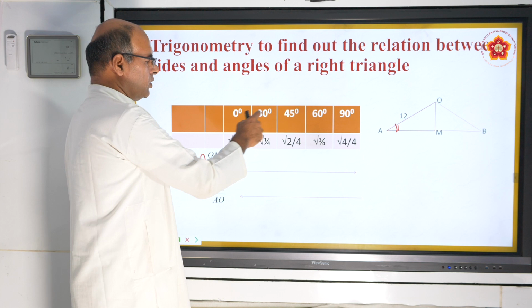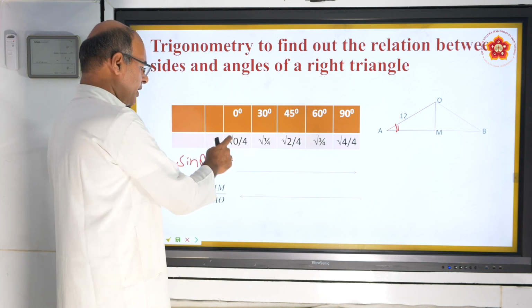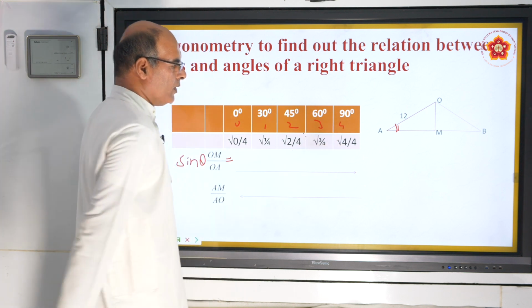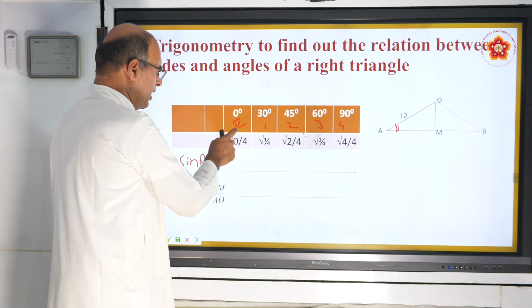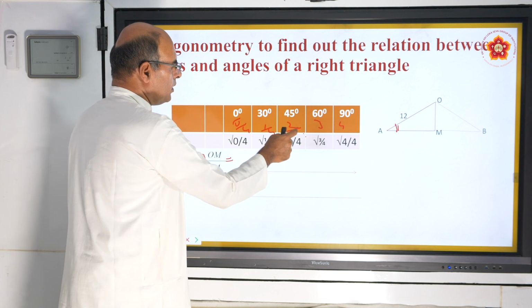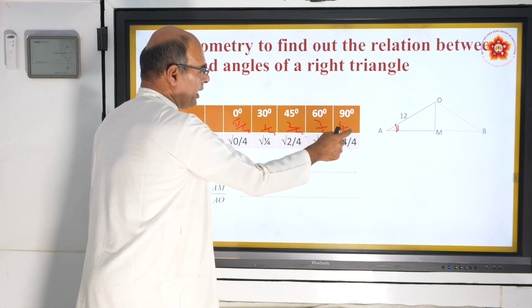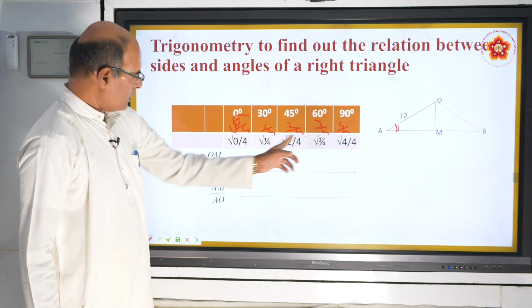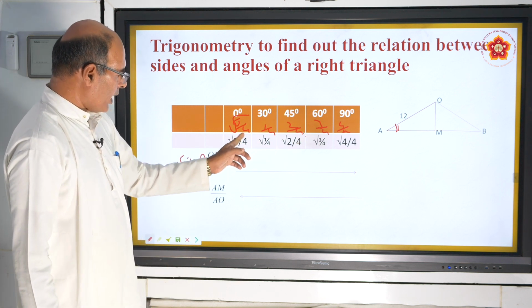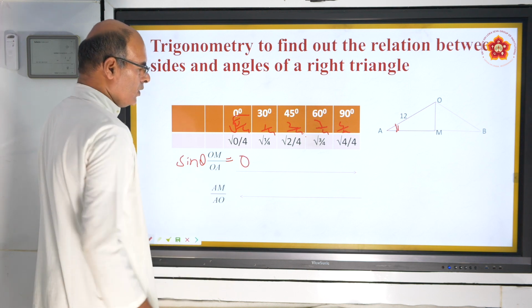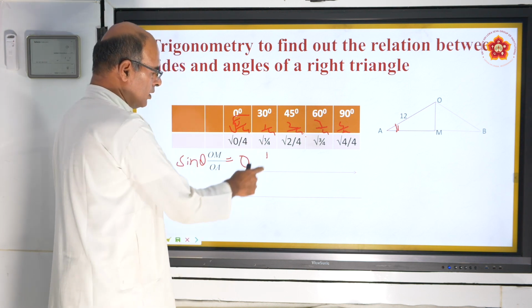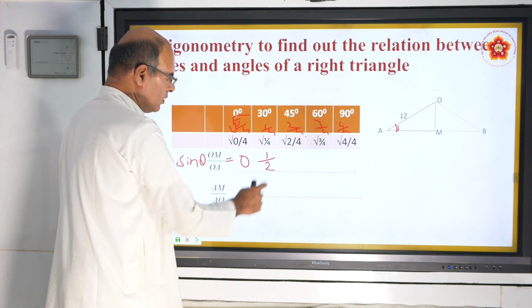So write the degrees 0, 30, 45, 60 and 90. Then write 0, 1, 2, 3, 4. Divide all these numbers by 4, and take the square root. So 0 by anything is 0, so here it is 0 by 4, and the square root is 0. 1 by 4, its square root is 1 by 2. The square root of 1 is 1. The square root of 4 is 2.